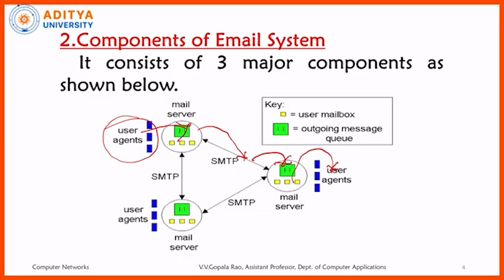So here the mail server has to store the mail which is actually reaching the mail server from various user agents. It has to store all the messages, and later on it is going to serve them to the corresponding user agents on its side. So this is the way it is possible.